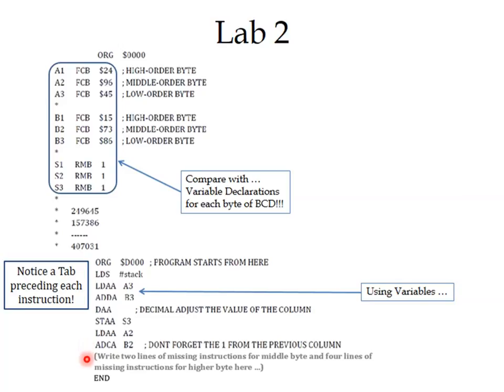We did not write the 6 lines in the middle because we just wrote 2 lines for the middle byte. So you have to add another 2 lines for the middle byte, and you have to write 4 lines for the higher byte. So you have to fill this gap, and then you are done with this program, okay?